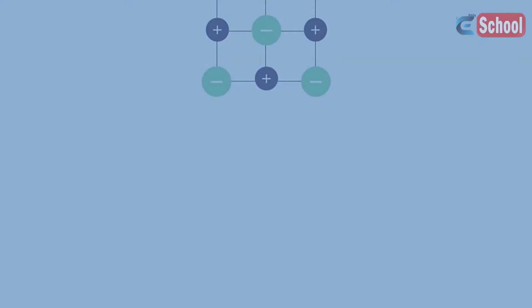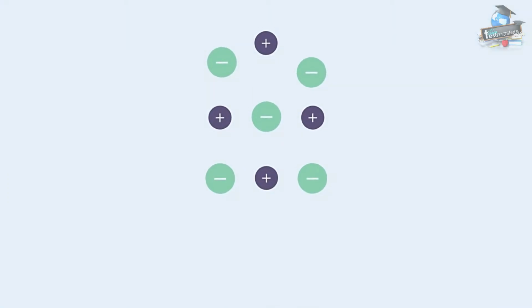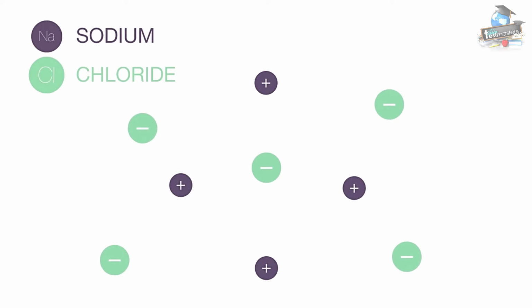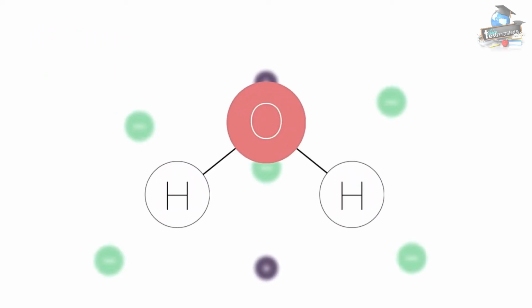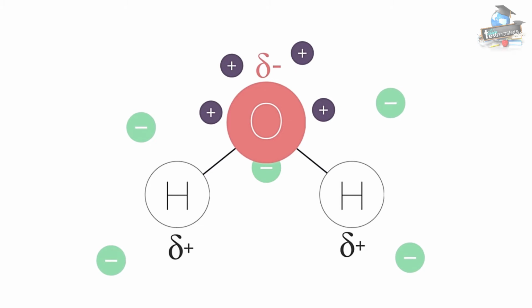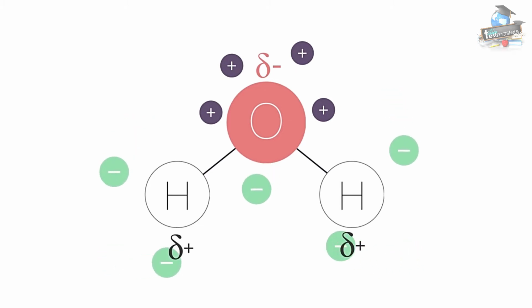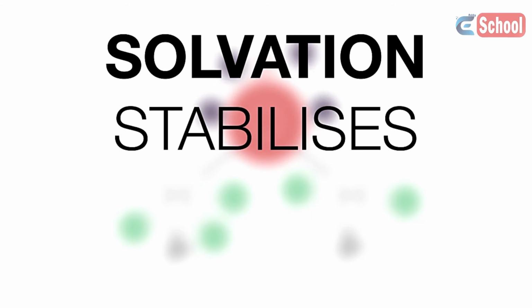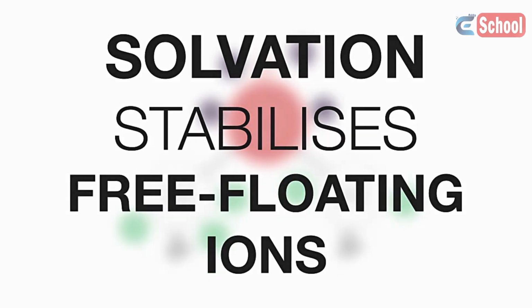So when we dissolve sodium chloride, it will dissociate into sodium and chloride ions. These ions become stabilized in water due to the polar nature of water. As you can see, the sodium ions are stabilized by the negative dipole of water, and the chloride ions are stabilized by the positive dipoles of water. This solvation stabilizes the free-floating ions.